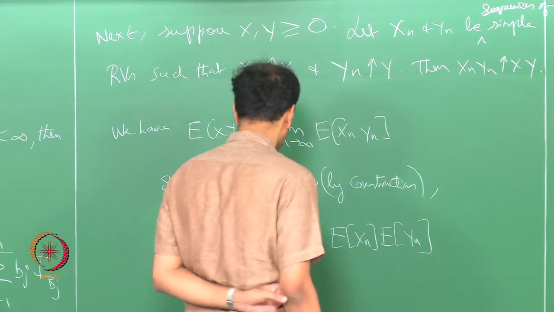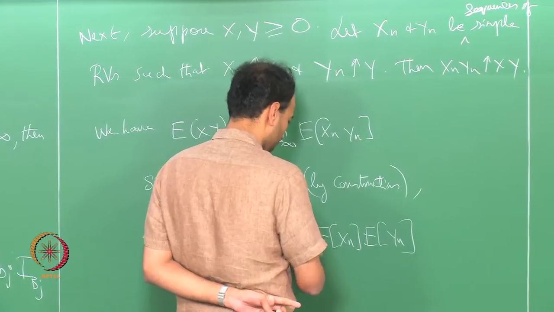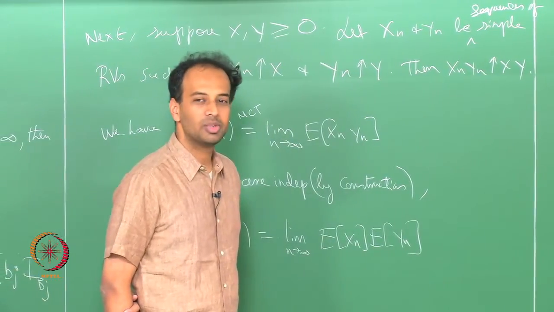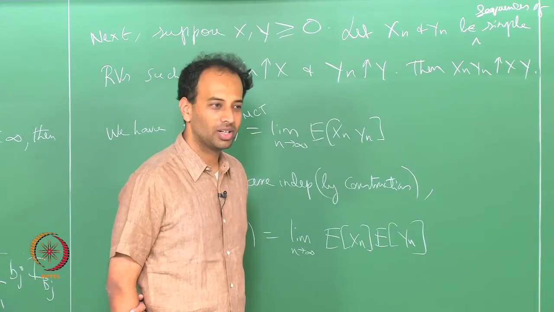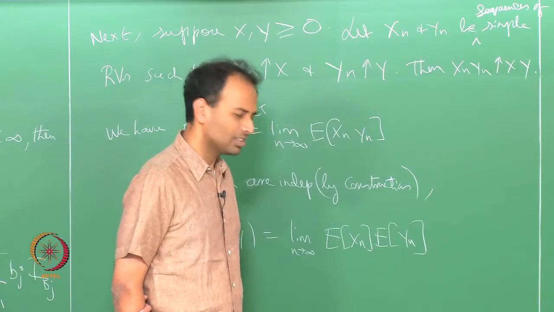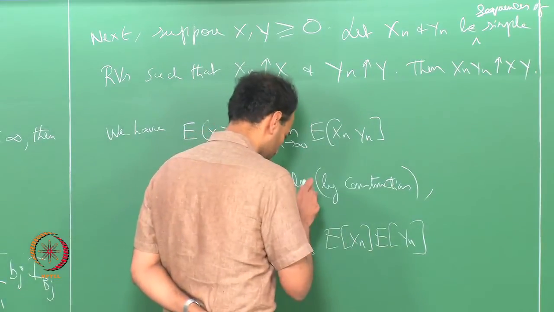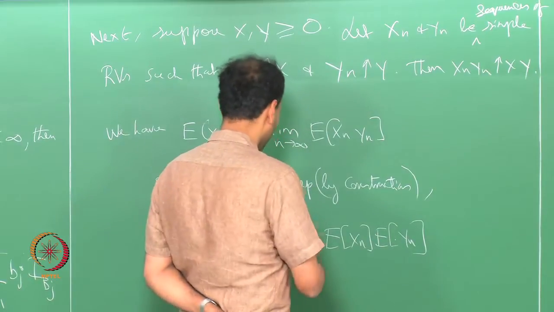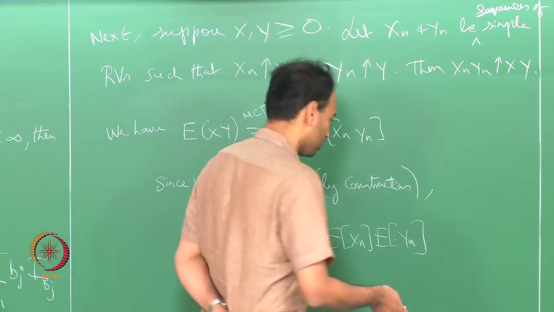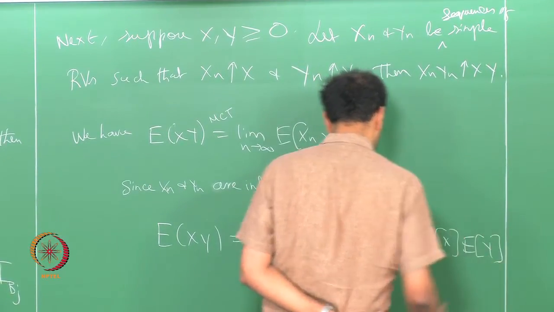Now, this limit is obviously the limit of expectation of x_n times the limit of expectation of y_n, because both the limits exist. Why do both limits exist? It is actually because of MCT. So you apply MCT, so this is limit this times limit that. The limit of a product is the product of the limits whenever all limits exist, and here all limits do exist. So that will be equal to, by MCT again, expectation of x times expectation of y.